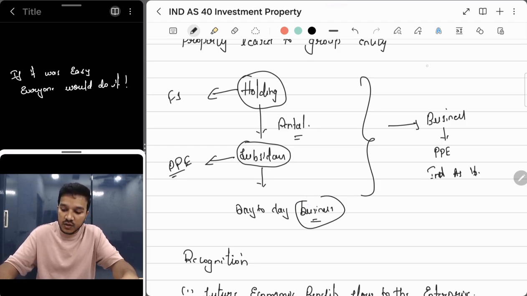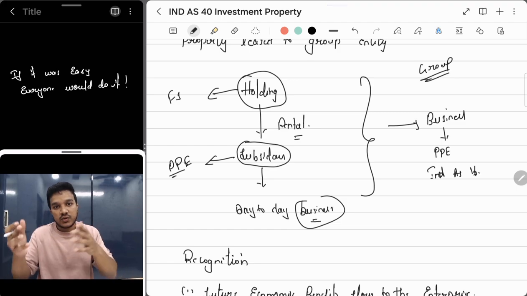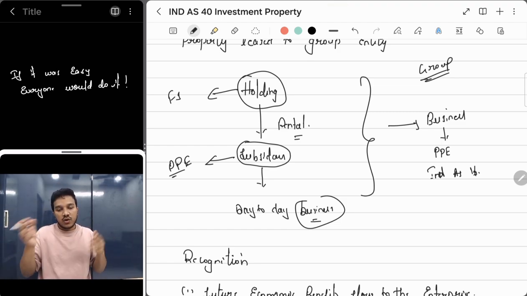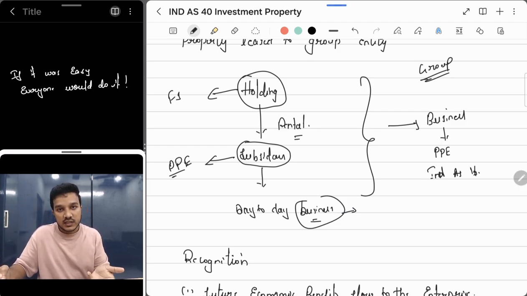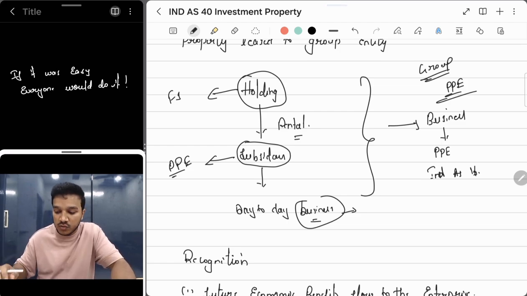Okay, now from the group point of view, when you are consolidating, you have to see as a third party, come outside of it and see ultimately for what purpose that building is being used. तो आपको answer मिल जाता कि ultimately वो लोग अपने business के लिए use कर रहे हैं, holding हो या subsidiary, दोनों का एक ही है. If they are using it for the business, property plant and equipment आ जाता. Okay, I hope this is clear.